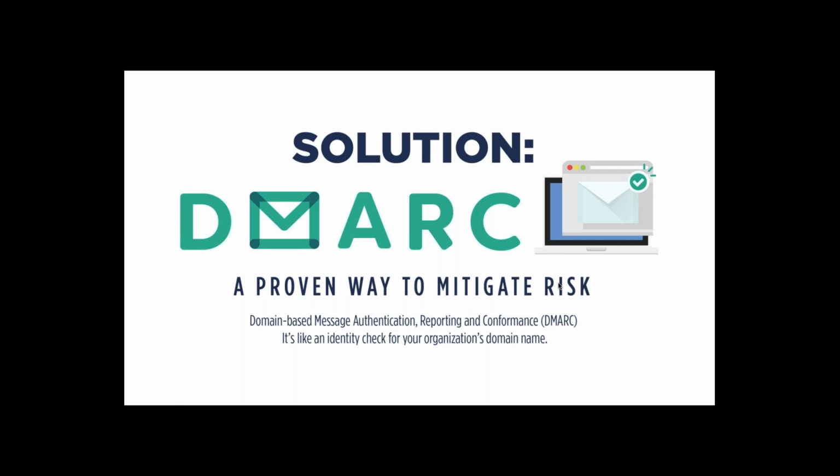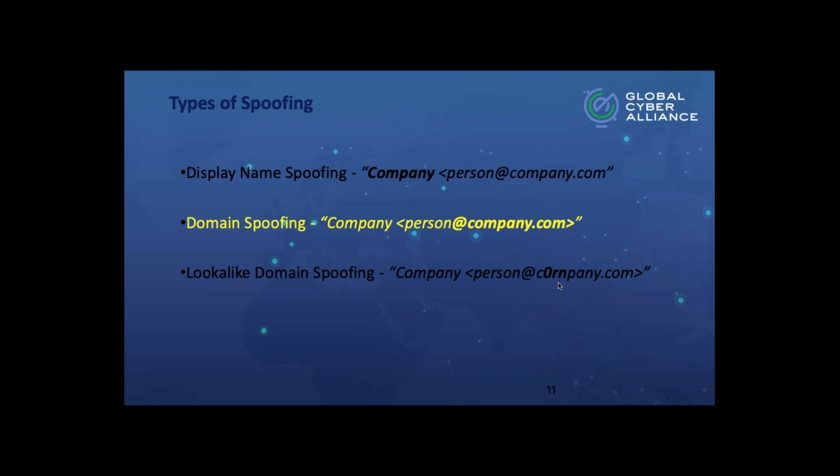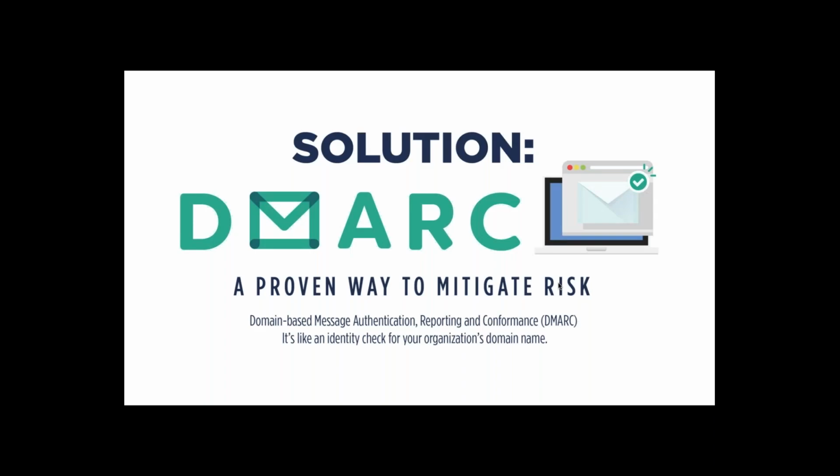But when it comes to DMARC, it only protects against domain spoofing, when someone is legitimately using your company name in the actual sending box. So it's coming from person at company.com. It's not pretending to be from company.com; they're actually using your domain name.